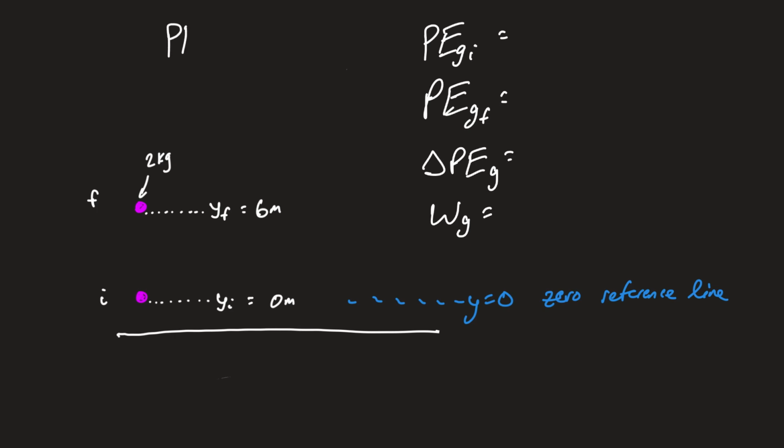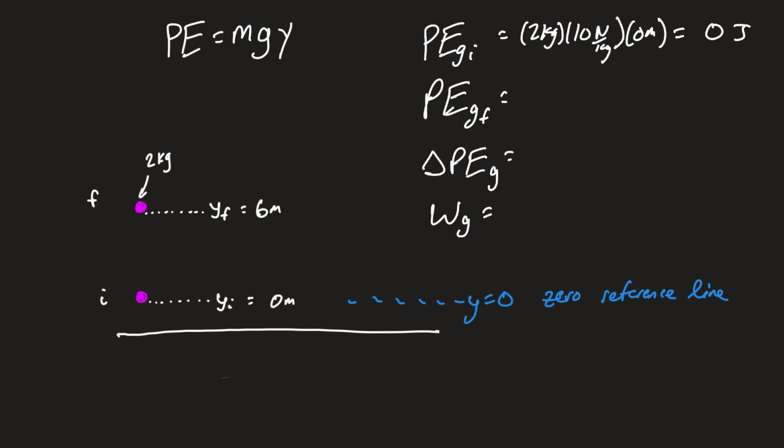All right, so we're reminded of the general formula mgy. Sometimes you see mgh all the time. I typically like to use y just to remind you that it's a vertical position. But anyways, we got mgy, so we got 2 kilograms multiplied by 10 newtons per kilogram multiplied by 0 meters. Don't even really need to calculate it. It's 0 joules. And then here, this other one is 2 times 10 times 6. It's 120 joules.